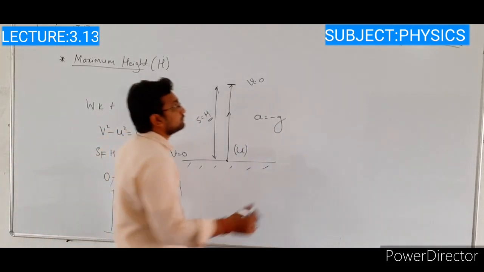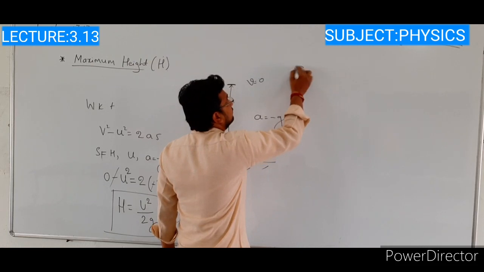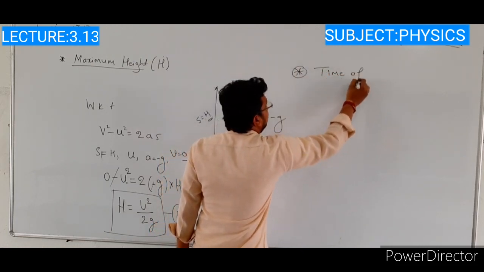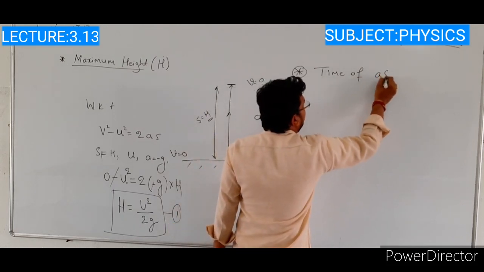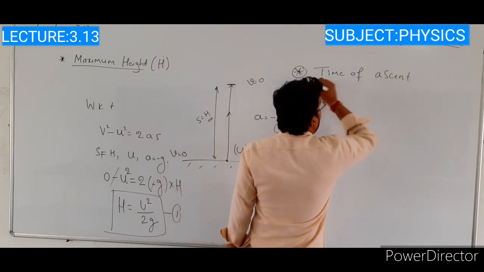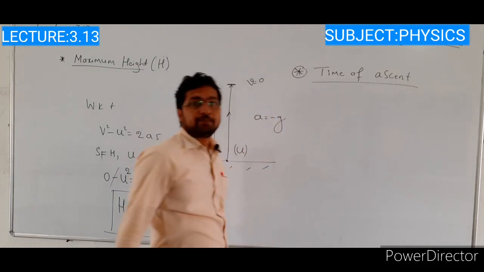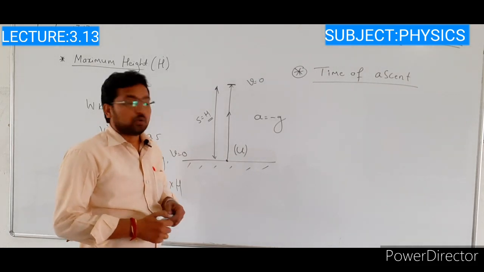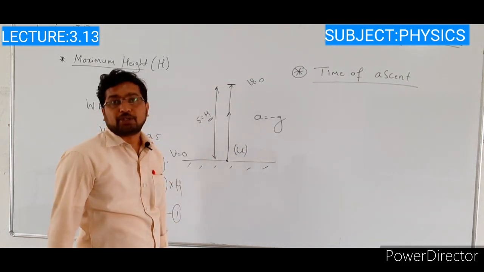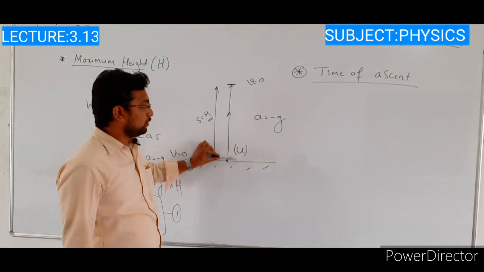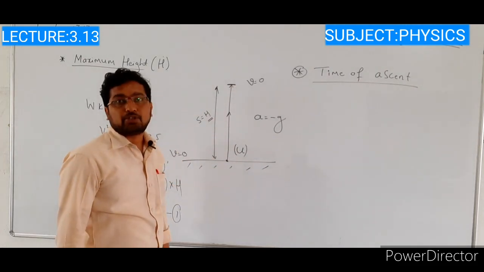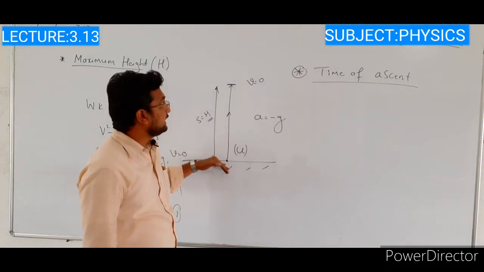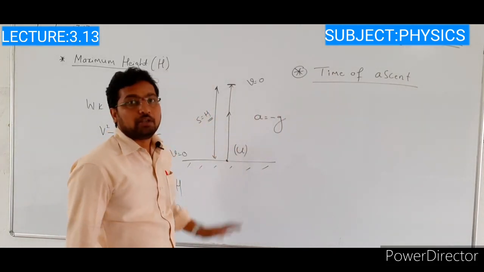And the second one is time of ascent. The time of ascent means the time taken by the object to reach the maximum position, right? In this case, we are going to find out what is the time taken by the body to reach the maximum position. Okay, see here.